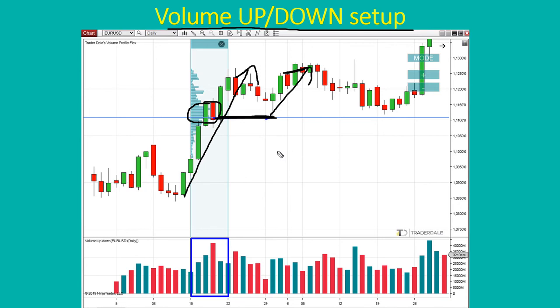All right, so that's about the volume setups for swing trading. Those are the main setups which I use. I use them all on the daily chart, on all the trading instruments. And what I also like is when I see some confirmations of the levels which I create using those setups.